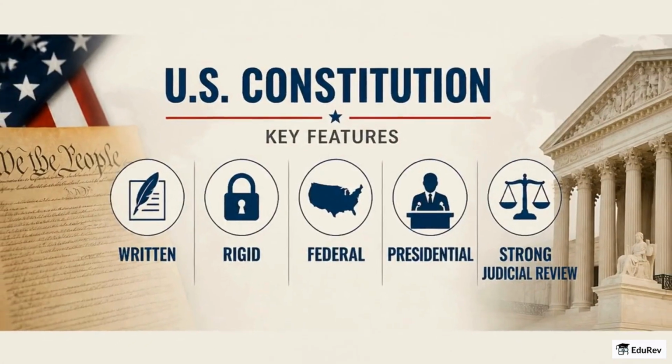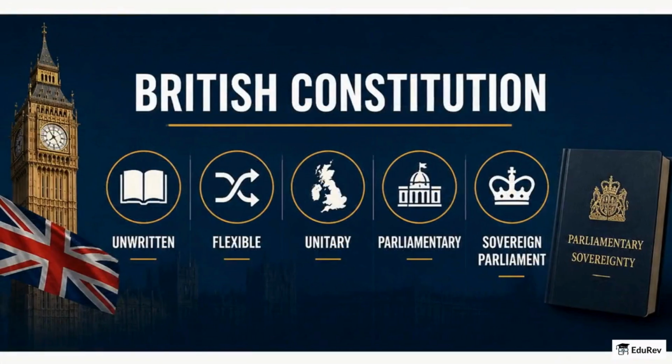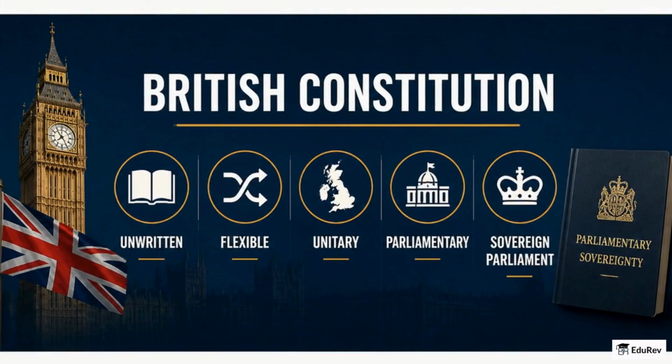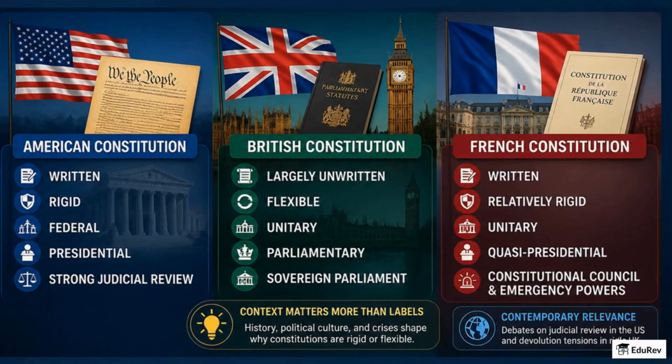Quick summary. American Constitution: written, rigid, federal, presidential, strong judicial review. British Constitution: largely unwritten, flexible, unitary, parliamentary, and sovereign parliament. French Constitution: written, relatively rigid, unitary, quasi-presidential, with a constitutional council and special emergency powers.